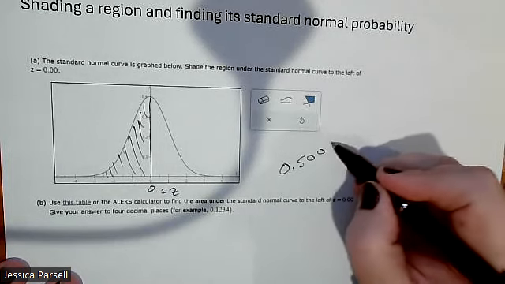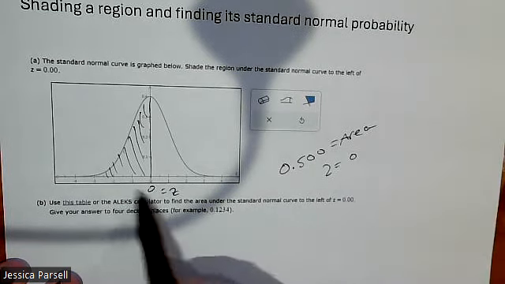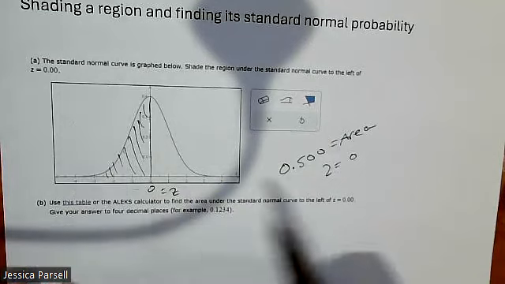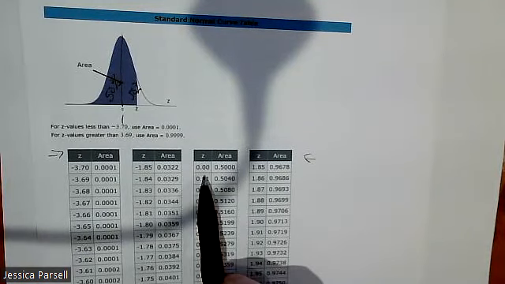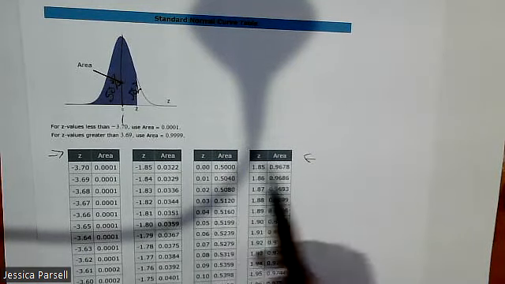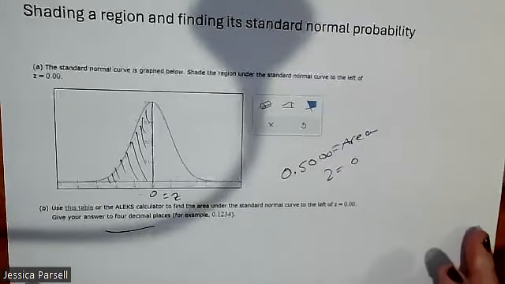0.500. All right, we know that. That's the area with the z-score equal to 0. It's half, right? It cuts that thing exactly in half. But for giggles, we're going to go find z equals 0. Boom, there it is. And it's 0.5000. I'll put another 0 on there since they want 4 decimal places.